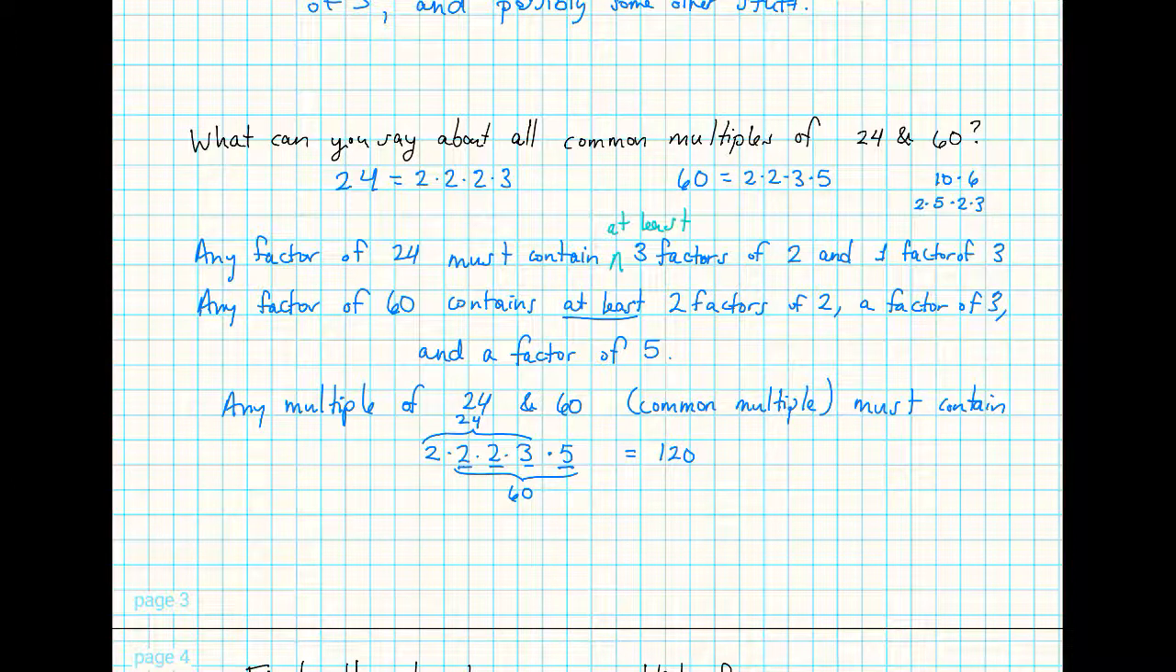So 120 is the least common multiple of 24 and 60. Okay, and that's basically saying this statement here, any common multiple of 24 and 60 has to contain at least these factors, which means it has to contain 120 as a factor. Okay, now we can put this to use.